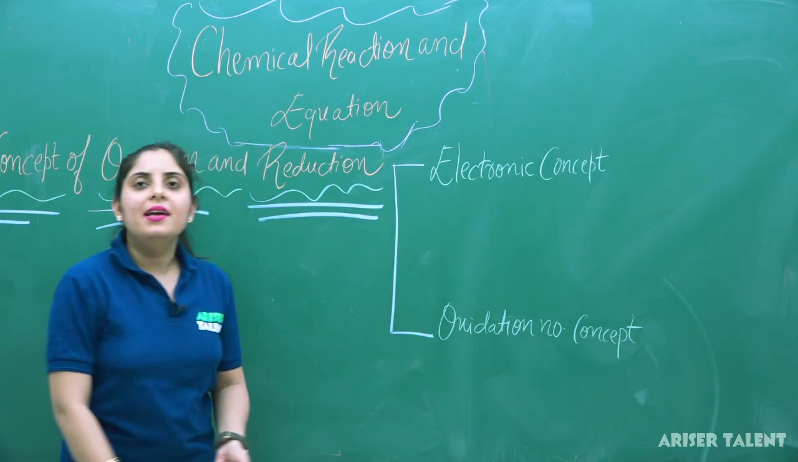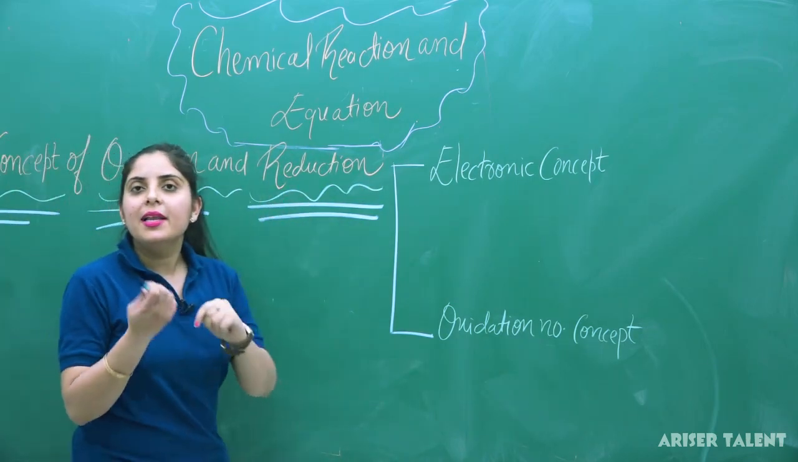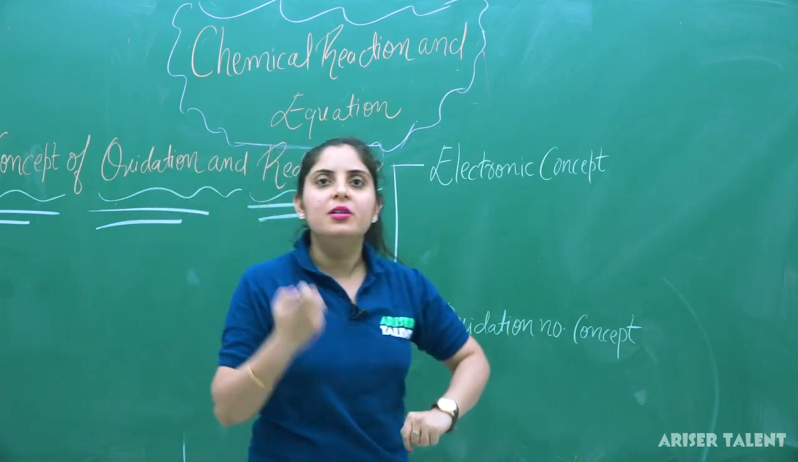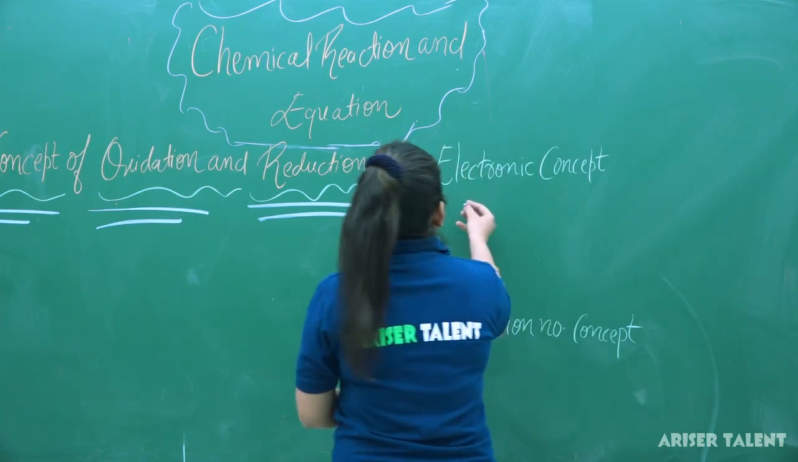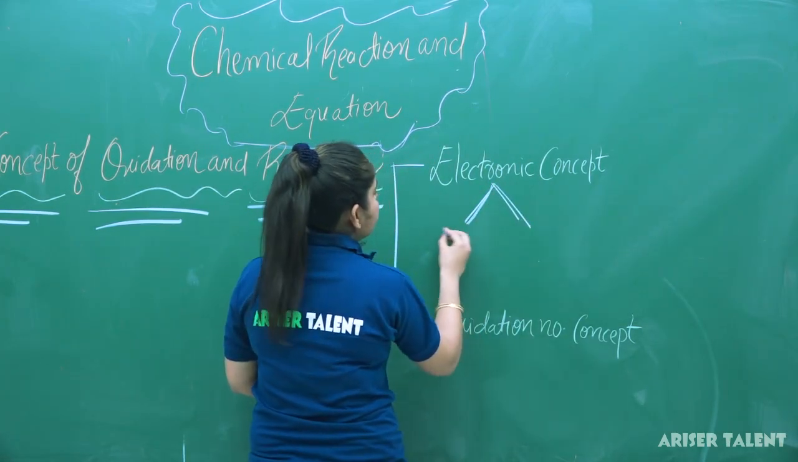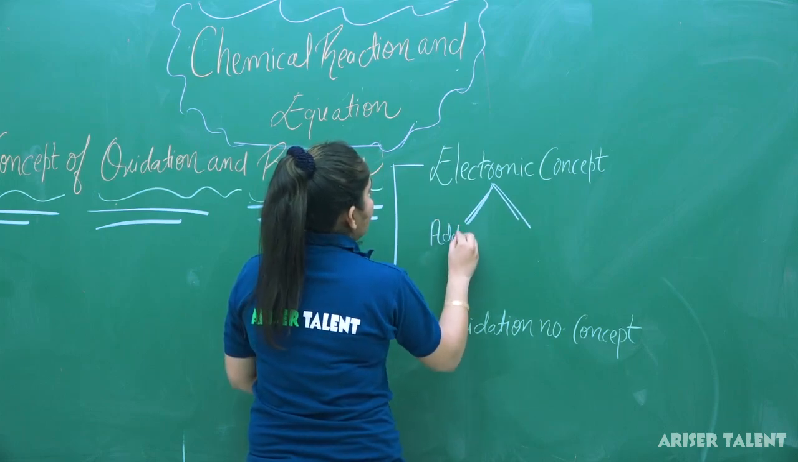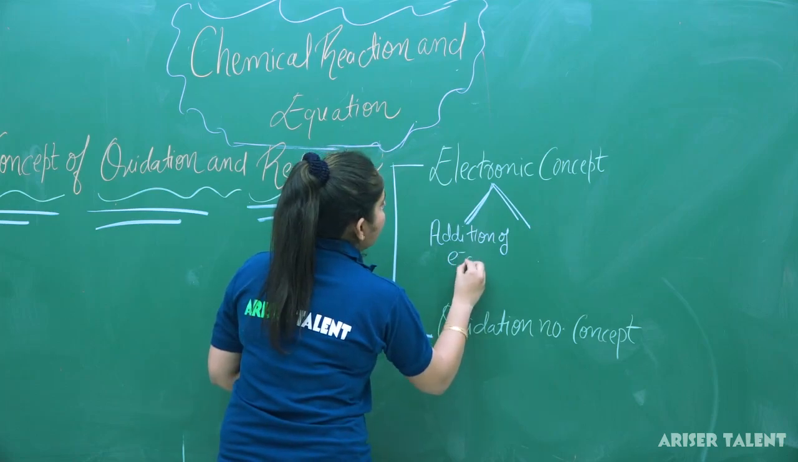Now we will analyze both these methods one by one. Firstly, we are on the electronic concept, and I will give you the general description of the electronic concept, what actually happens in this. In case of the electronic concept, there will be addition of electron or ion.